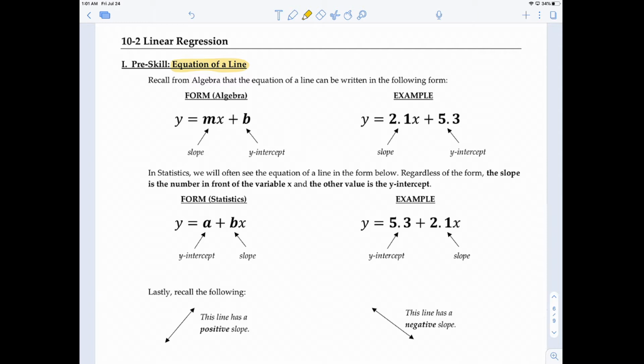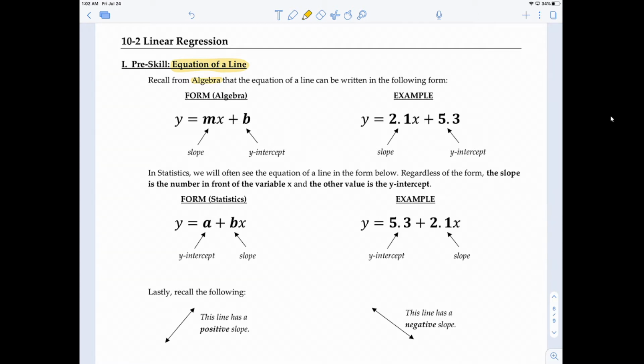So recall from algebra or pre-algebra that the equation of a line can be written in the following form. In algebra, this was the form. This is what we call the slope-intercept form. So we have y equals mx plus b, where m and b are values that we typically know. They're given values, and the value m is the slope, and the y-intercept is b. Again, b along with the sign here is the y-intercept.